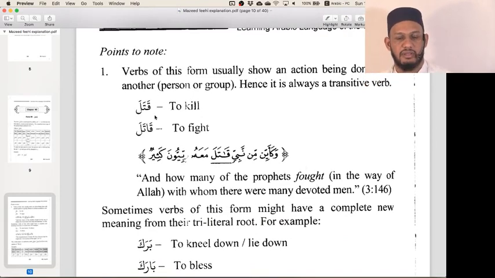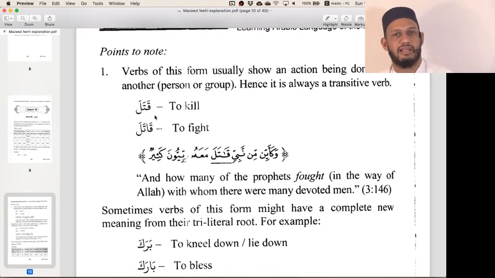It says number 1, verbs of this form usually show an action being done with another person. So verb number 3 often means an action being done with another person. Therefore, I normally call it mutuality. An action being done in mutual or in sync with someone.